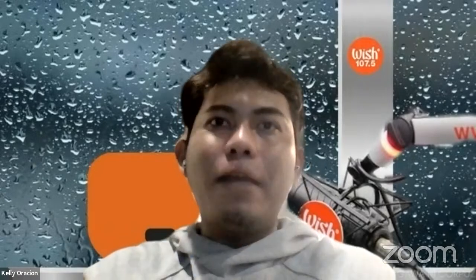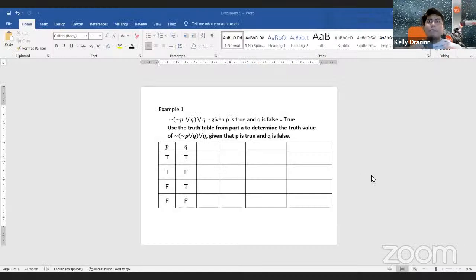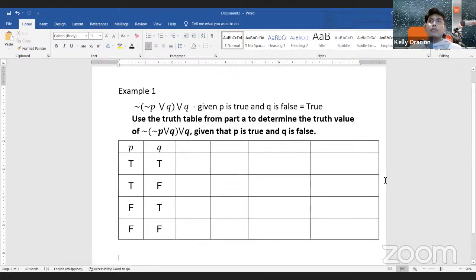Okay, I have now the table. Microsoft Word. Please inform me if dili maklaro. Maklaro ba siya? Zoom lang ako. Okay na, makita ninyo, no? Sige, thank you for the confirmation.